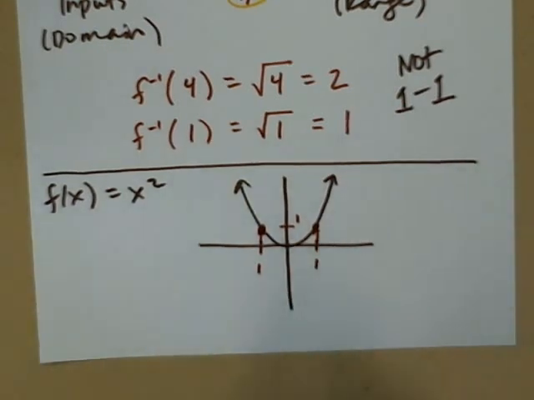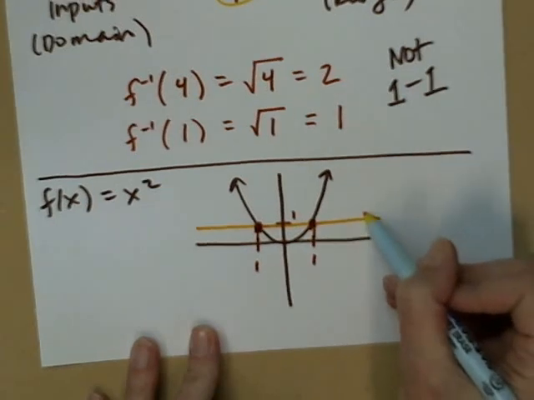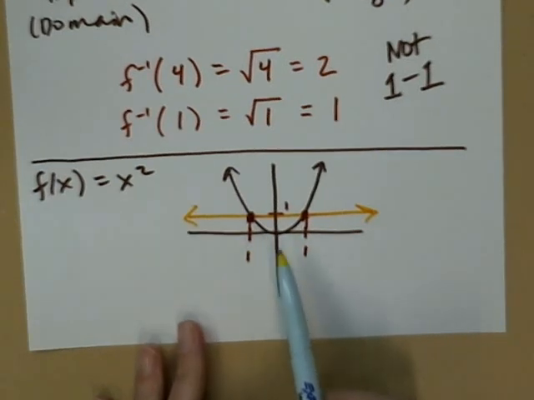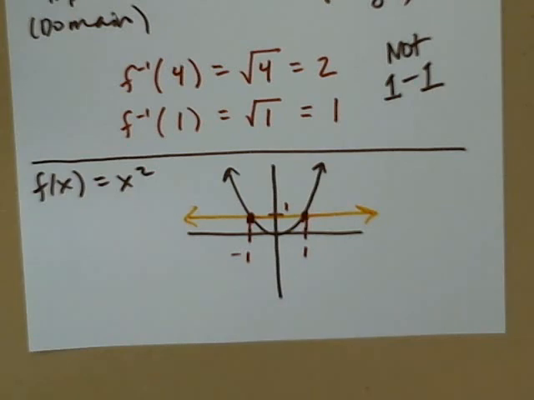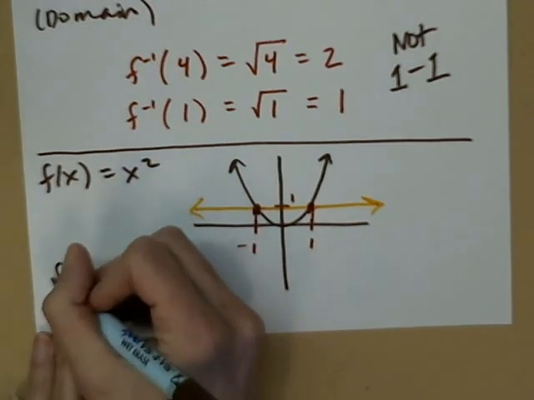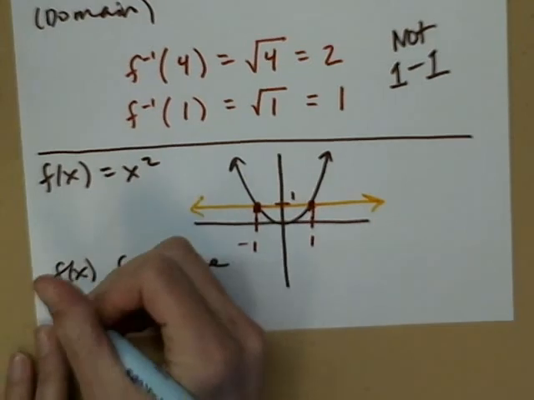Do you see how these are lined up horizontally? I can test for 1-to-1 using a horizontal line test. A horizontal line will pass through the points that give me those same outputs from different inputs. So I can instead just apply a horizontal line test. So this particular function, f of x, fails the horizontal line test.